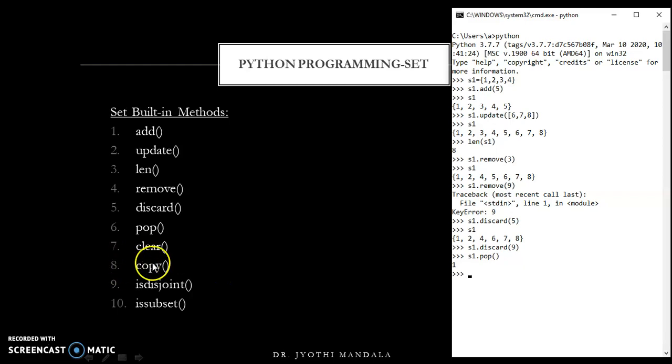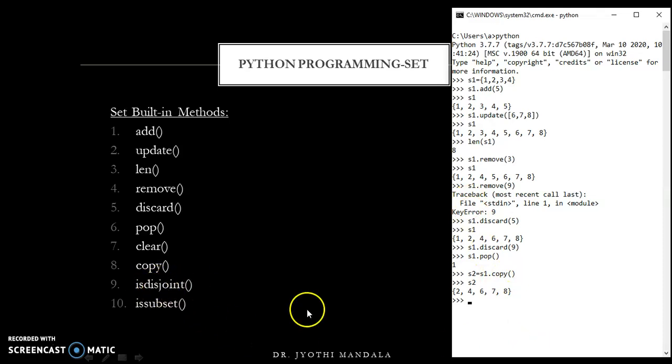Now s1.clear is used to clear the contents. Before that, I want to show you copy. If you want to make a copy of all your elements, then you simply need to write s2 equal to s1.copy. This method is used to copy the contents of s1 to s2. Now if you try to display S2, you will get the same values.